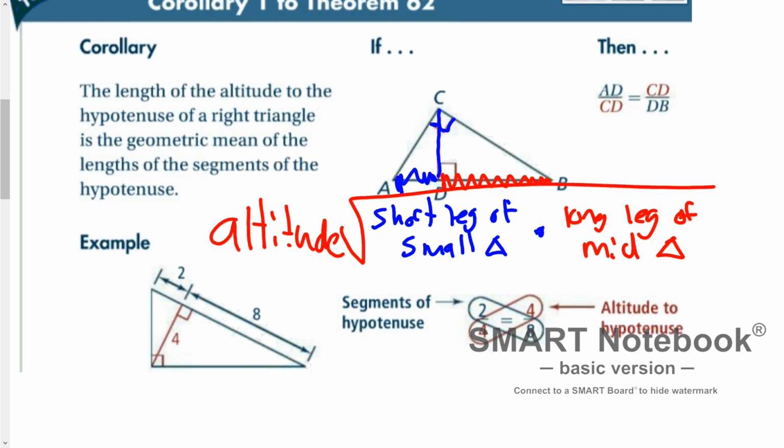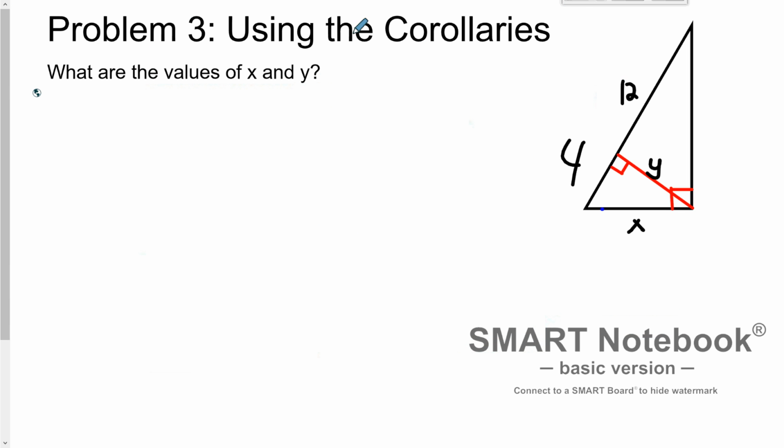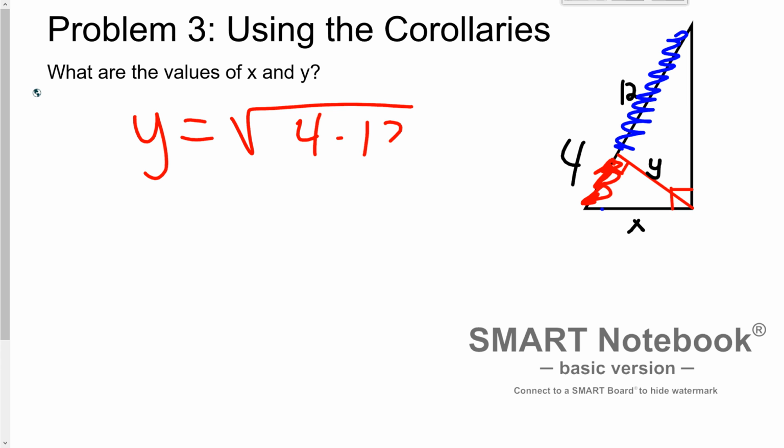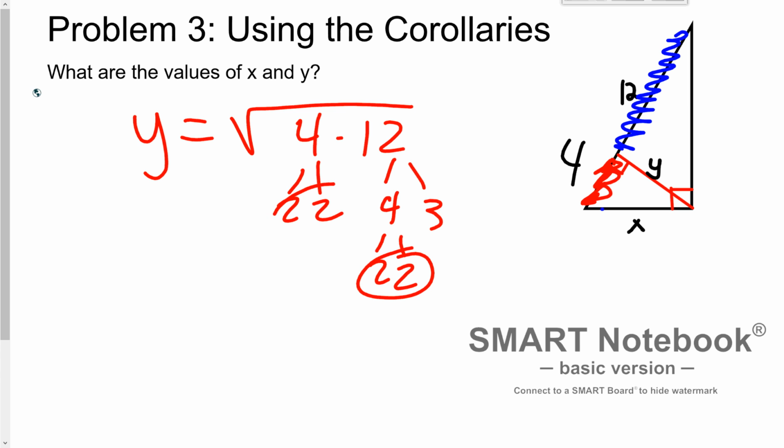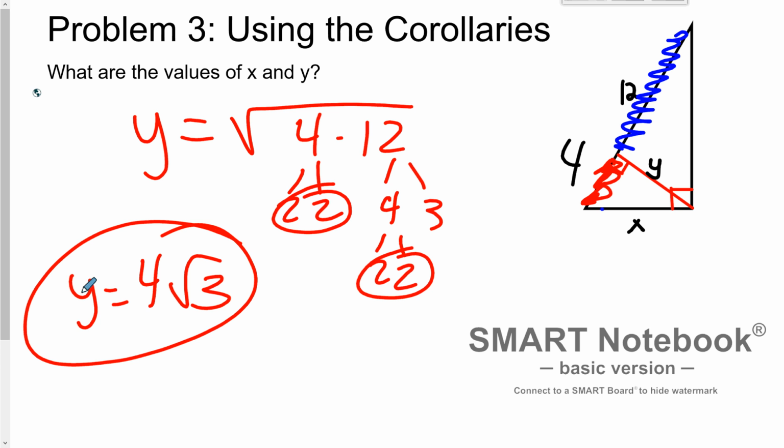So here's an example. So here is the short leg of the small triangle, and here is the long leg of the medium, right? So if I want to find the altitude y, I would take the geometric mean between 4 and 12. Okay, break down 4, 2 and 2, break down 12, 4 and 3, break down 4, 2 and 2, pair of 2s, so that's 2 times 2 is 4, and 3 is left over, so that stays inside the root. So y equals 4 root 3.